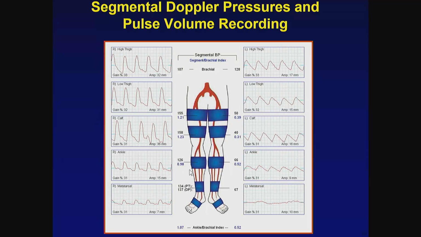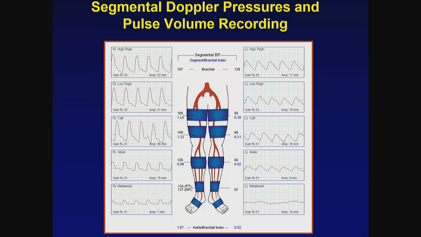Looking then down each leg, we assess the pulse volume recording and look for blunting in the waveform, which is not present here. We then make sure that there is no evidence of a hemodynamically significant gradient, which is described as a pressure drop of 20 millimeters of mercury between two levels. We do not compare pressure from, for example, upper thigh to the lower calf, but only in the adjacent levels.